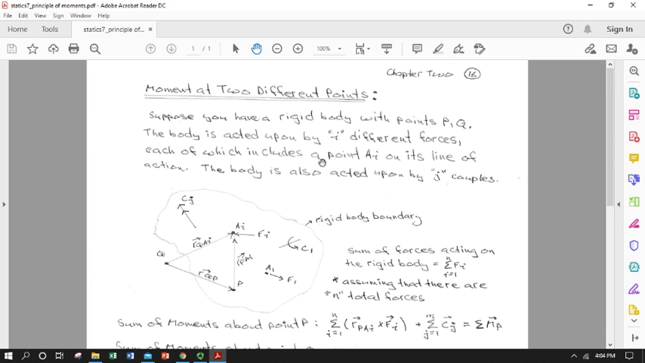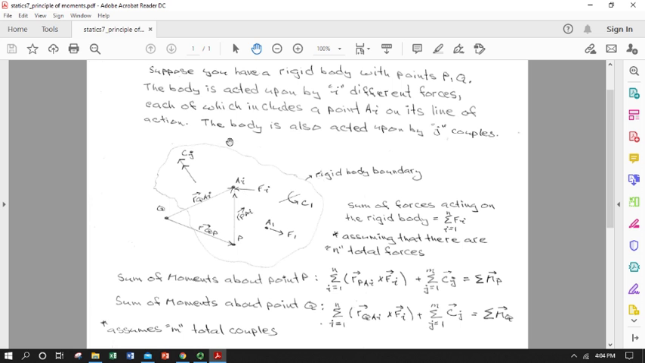Each of these forces is going to have a point somewhere on its line of action. And that is important if we're going to calculate moment, because we'll be looking at radius vectors from our points of interest P and Q to this point A sub I on the line of action of F sub I. And there's going to be a whole lot of I's. So a whole lot of forces on this body. Okay, and we have a bunch of couples, and so we'll use a different indexing letter for couples. We'll use J. So we've got couple 1, couple 2, couple 3, so that's C for couple sub J.